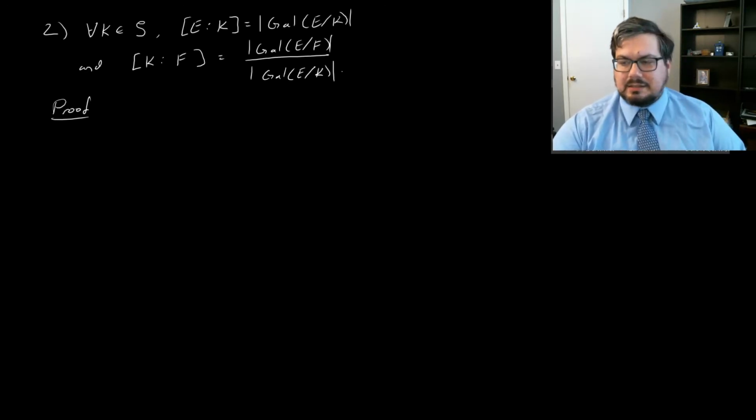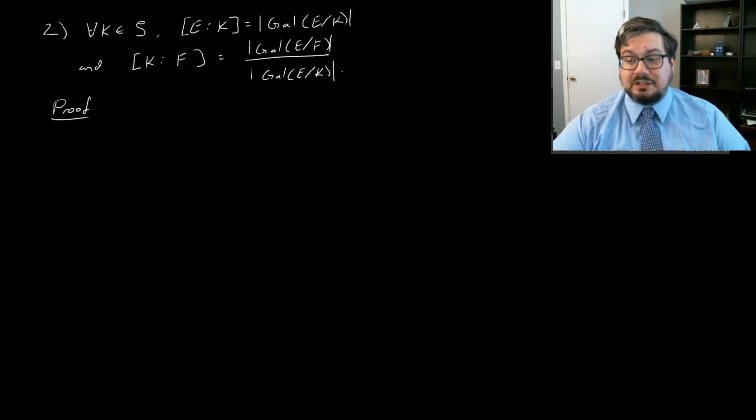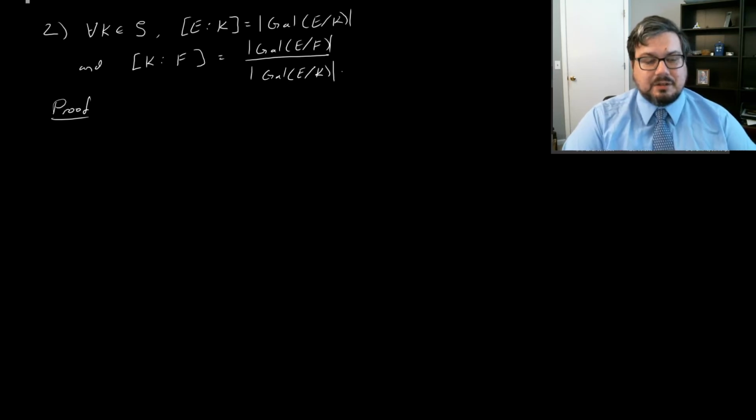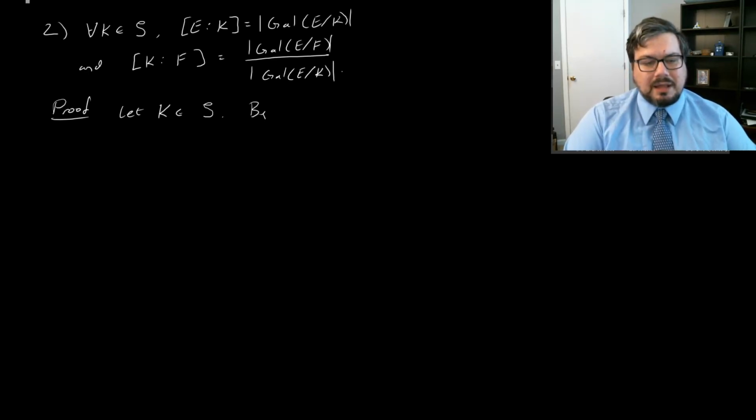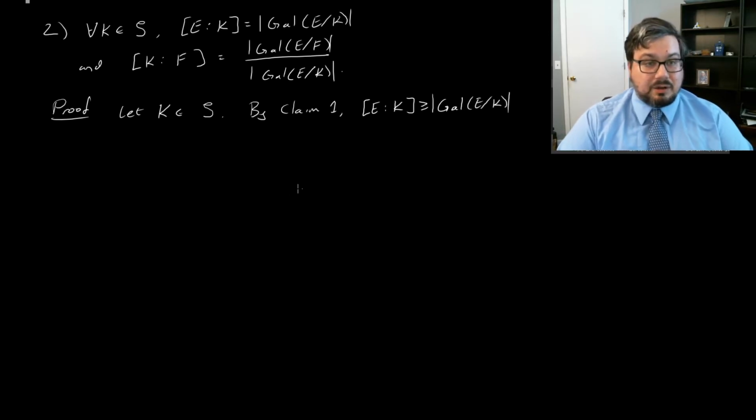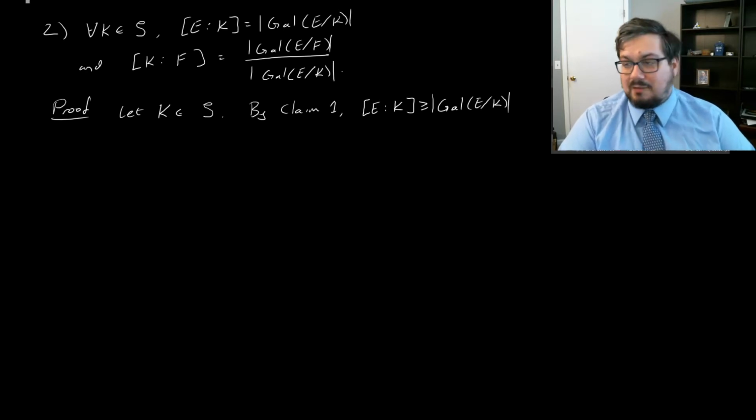Let's see how we do this. And once again, we're going to use the claims that we described before. So let K be a field lying between F and E. And by claim 1, we have that the order of the extension E over K is greater than or equal to the order of the Galois group of E over K. So that gets us halfway there.